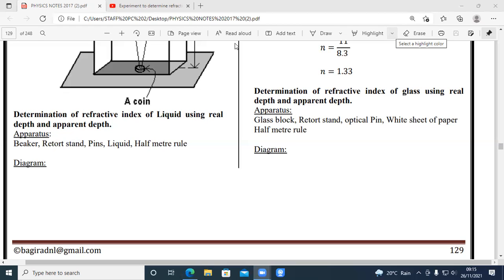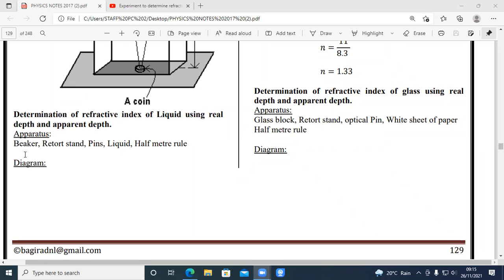But we must have a clear distinction here. The liquid we are dealing with must be a transparent liquid. So the best liquid that we can use here is water, because water is transparent, not opaque or translucent, so it can allow all light to pass through. So we have to take note of that condition.